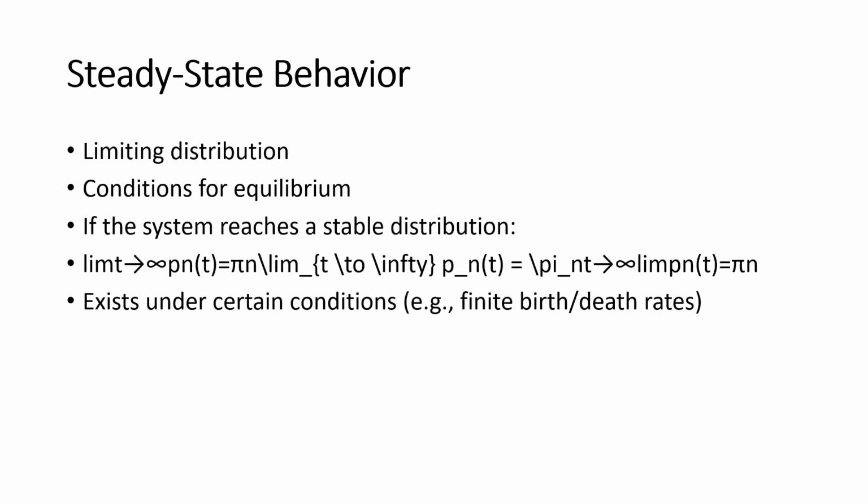Steady state behavior, limiting distributions, and conditions for equilibrium. If the system reaches a stable distribution, then as t tends to infinity, P_n(t) can be written as pi_n, the limit of P_n(t) as t tends to infinity. Such limits exist under certain conditions, for example, finite birth or death rates.